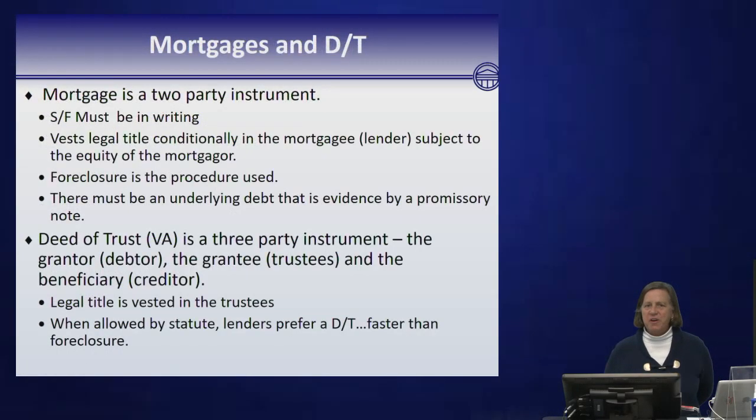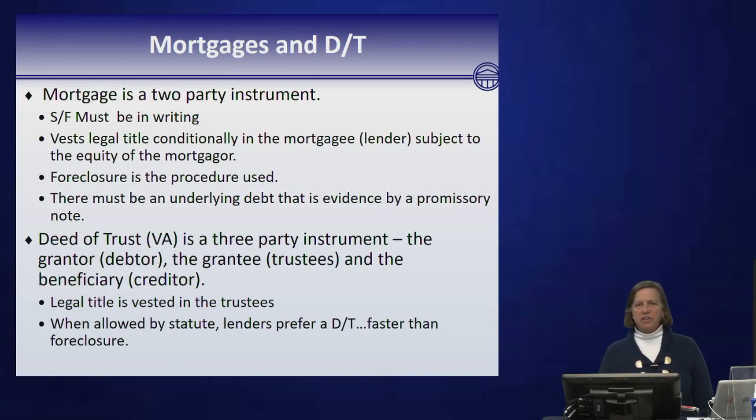Mortgages and deeds of trust, very quickly. If you take real estate law, we'll talk about this for a day. But a mortgage, there's a difference between a mortgage and a deed of trust. We have deeds of trust in Virginia. A mortgage is a two-party instrument. It has to be in writing, and it vests a legal title conditionally in the lender, subject to the equity of the mortgagor. If you are behind in your payments, foreclosure is the procedure that's used. And to have a valid mortgage, there must be an underlying debt that is evidenced by a promissory note.